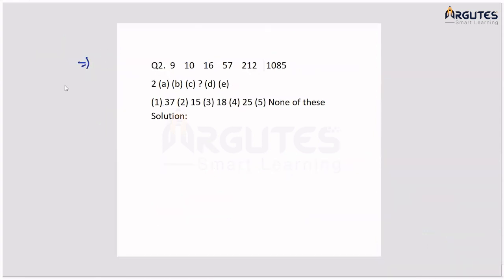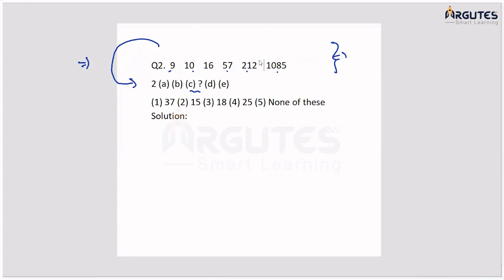Okay, we will look at another question. The series here is 9, 10, 16, 57, 212, 1085. So again here we have to find the logic first, and we have to apply the logic starting with the number 2, and we have to find what is C. So how do we find what is the logic here? We first, slope method is the ultimate method.